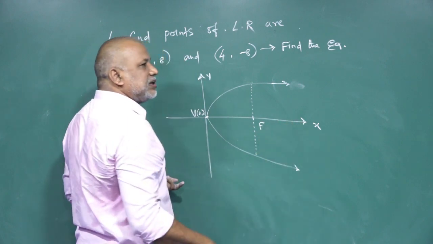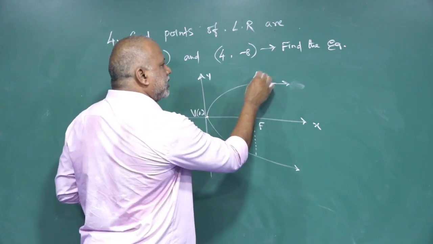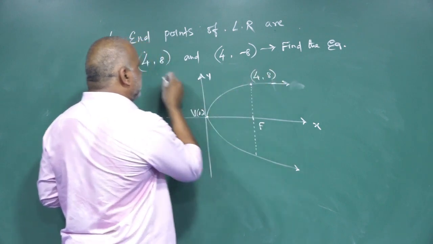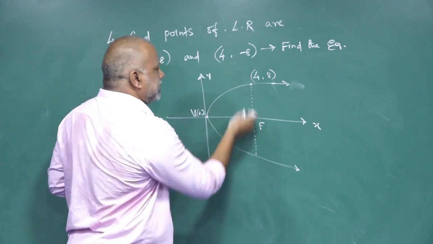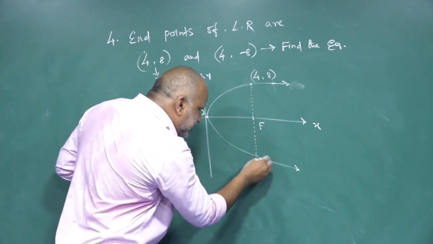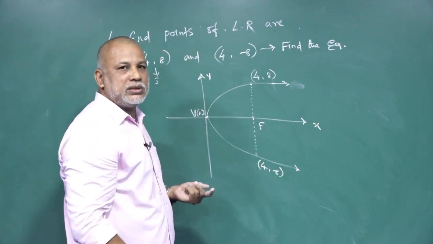Since this is the axis of the parabola, this is the focus. These 2 points are given. One point is (4, 8), so just explain that this belongs to the first quadrant. See here (4, -8). That means it is equidistant from this (4, -8). It lies in the fourth quadrant.